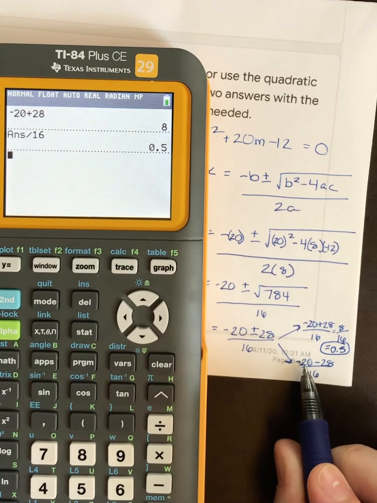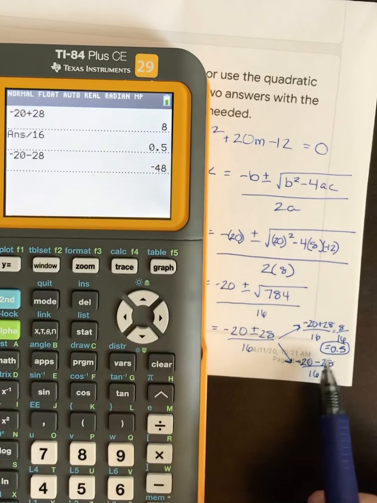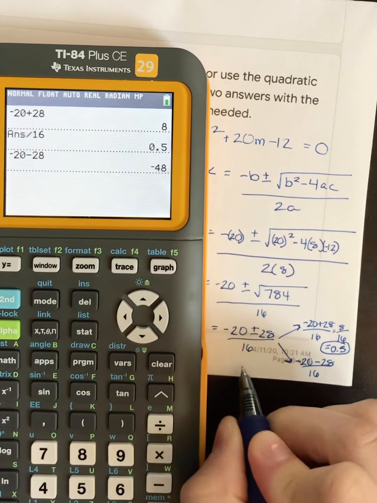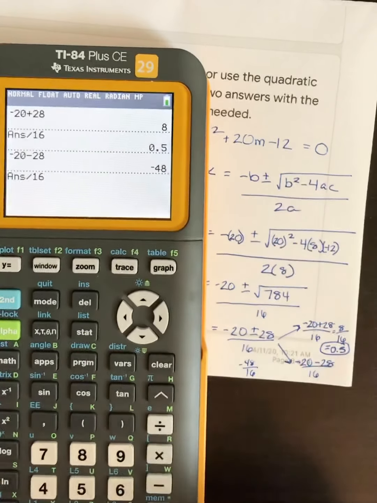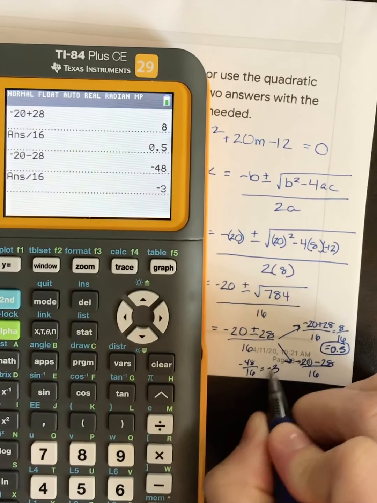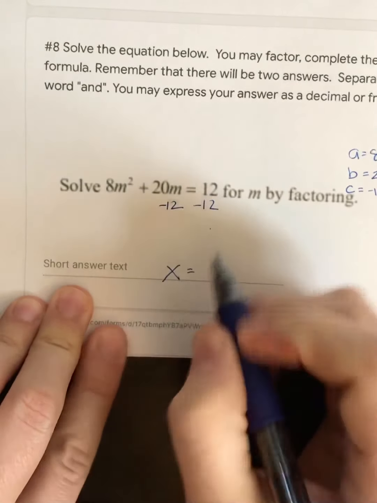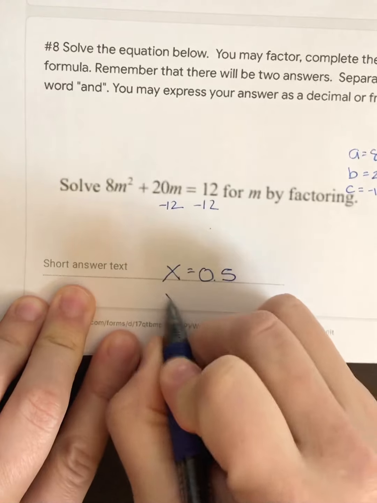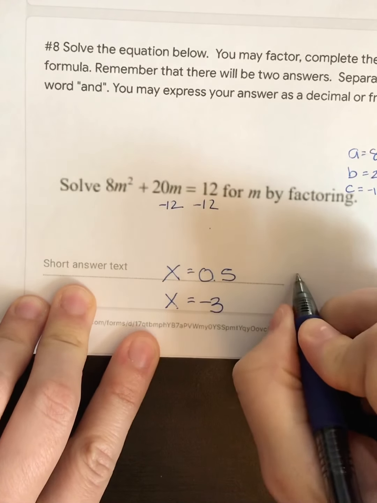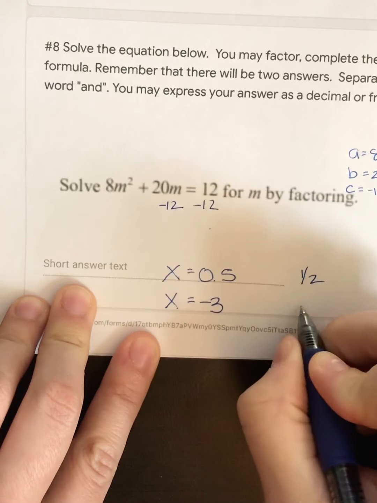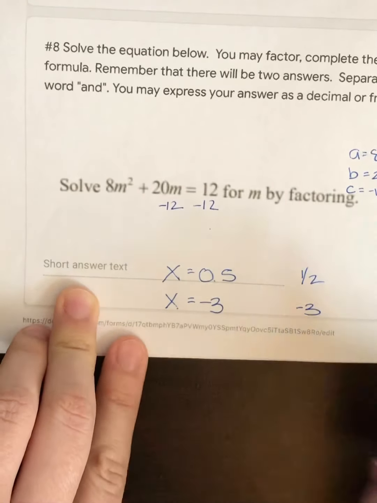This one says negative 20 minus 28, so I'll do the top first, so that's negative 48, I'll write over here, negative 48 divided by 16, and that is negative 3. So my two answers are 0.5 and negative 3. You also could have written it as 1/2 and negative 3. You didn't have to write the x equals either. So these are your two answers.